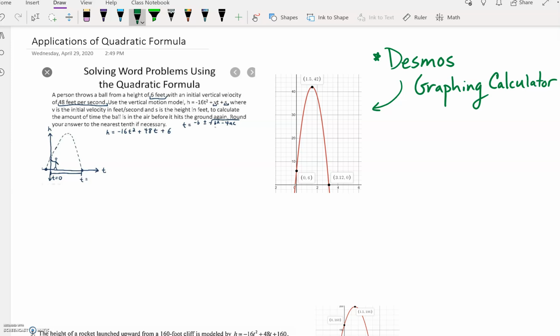A person throws a ball from a height of 6 feet with an initial velocity of 48 feet per second. We're using this formula: negative 16t squared, plus velocity times time, plus S, where S stands for the starting point. Okay, so this is our equation for the situation. This is our 6 feet with the little person over here. And when we actually graph this quadratic, right over here we see our 6 foot starting point.